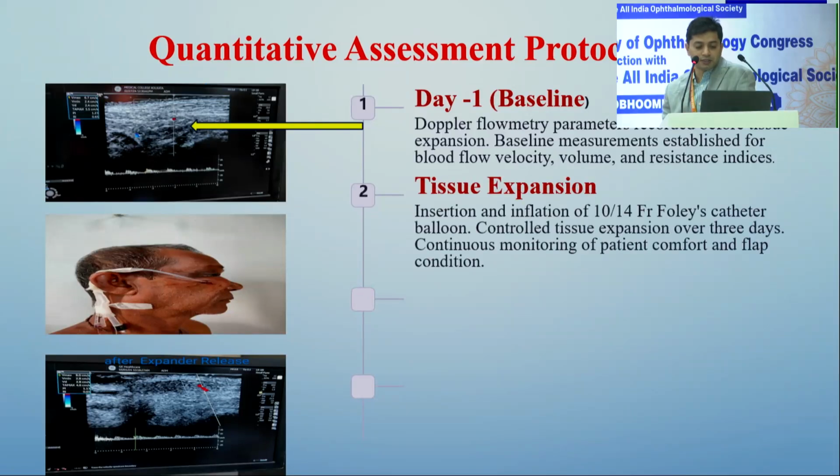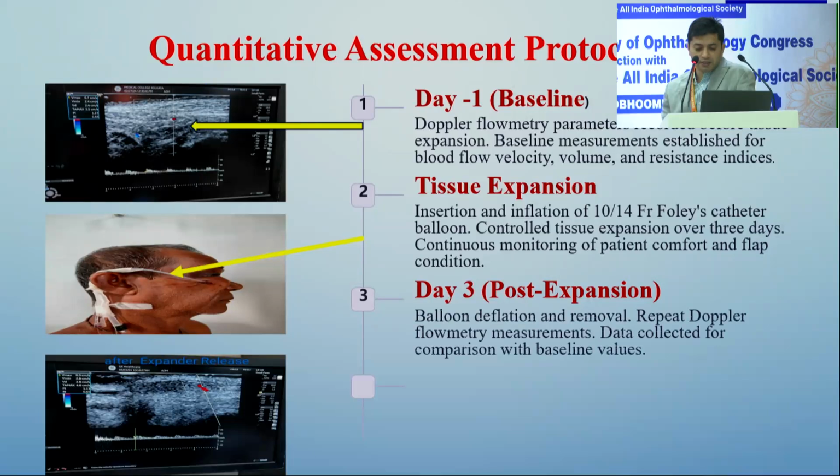Then the catheter was inserted, and with controlled expansion over 3 days, the 10-0 Foley's catheter was placed in the area proposed by the incision and the ellipsoidal zone. After 3 days, the balloon was deflated and removed, and repeat Doppler flowmetry measurements were taken, and the data was compared with the baseline measurements. Here you can see that after the tissue expander release, the number of blood vessels increased, the blood flow increased, and the blood flow velocity also increased.